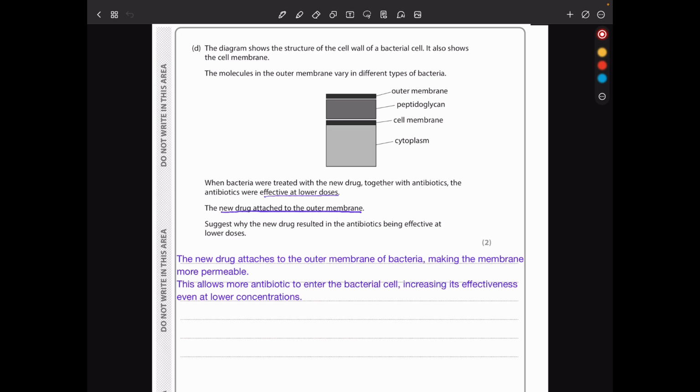This is because if the drug used attaches to the outer membrane, maybe it makes it more permeable to the antibiotics so that it's going to be effective even at low concentration. So I say the new drug attaches to the outer membrane of bacteria, making the membrane more permeable. This allows more antibiotic to enter the bacterial cell, increasing the effectiveness even at low concentrations.